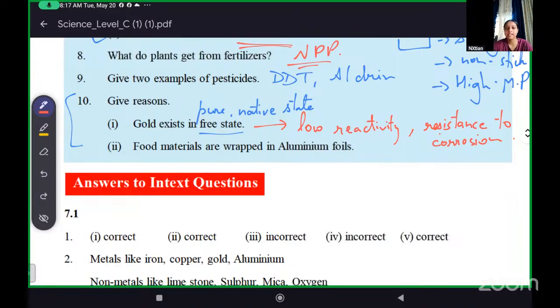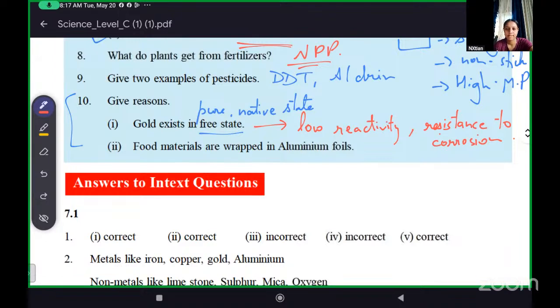Second one is that gold is resistant to oxidation. It means it does not react with oxygen and corrosion. It does not form rust. So since it does not react with oxygen or form rust, gold remains in its pure state. Okay, that free state is maintained in gold. Understood?